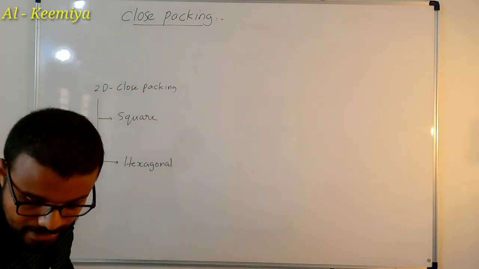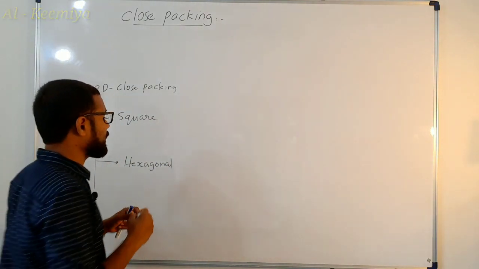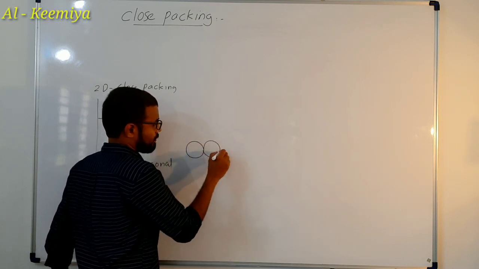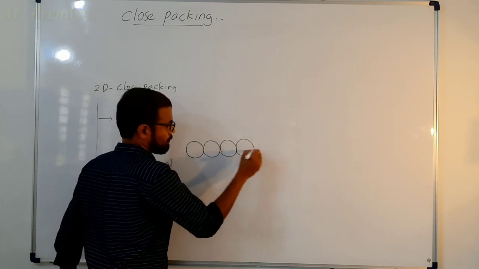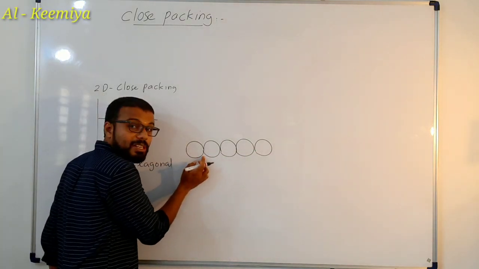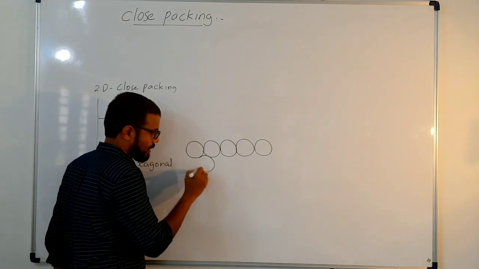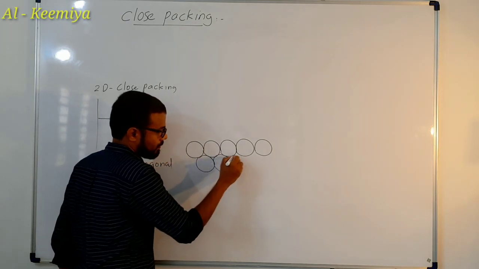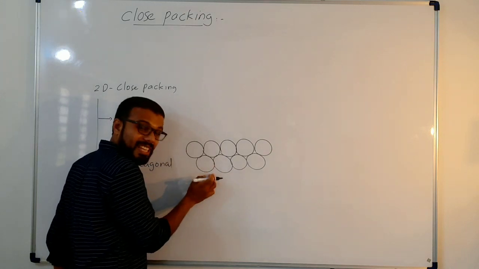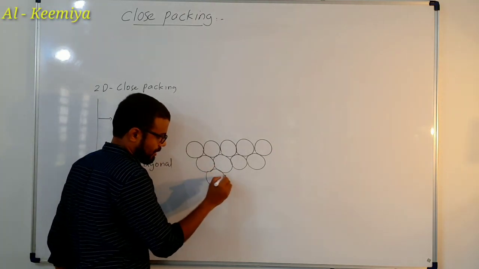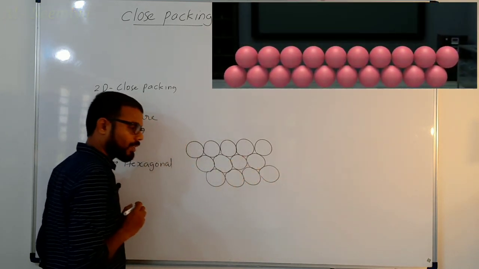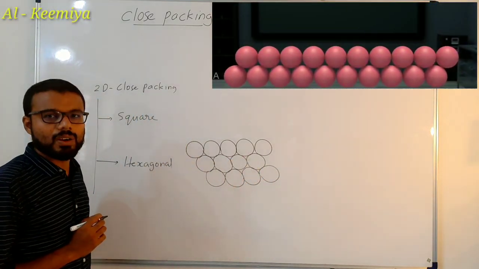2 dimensional hexagonal close packing. In hexagonal close packing, this is the first layer. The second layer is placed in the depressions of the first layer. That is, here we can place the second layer. The third layer is placed in the depressions of the second layer. That is, here we are placing. This is 2 dimensional hexagonal close packing.